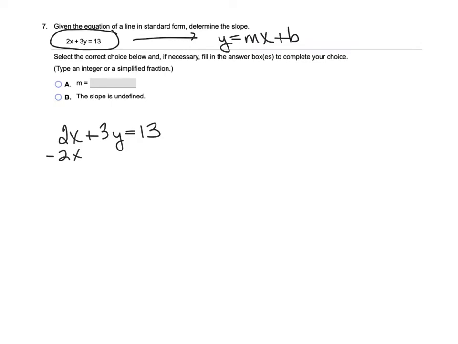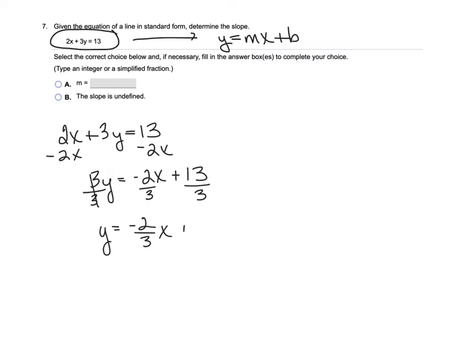So you can subtract 2x from both sides, leaving 3y. And then finally we want y equals, so let's divide out by 3. Once again, if you divide by 3, you have to divide everything by 3. And that gives you y equals negative 2/3 x plus 13/3. This is the same line as what was given to you. It's just two different forms. But when you put it in that form, you know that the slope is the number that's right in front of the x. So in this case, my slope is negative 2/3.